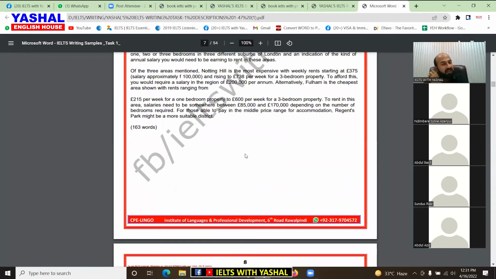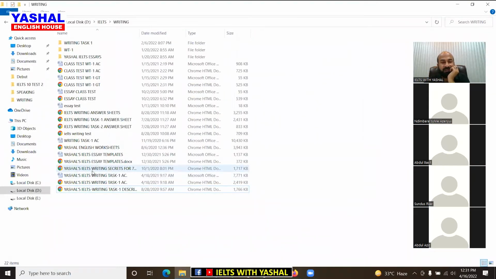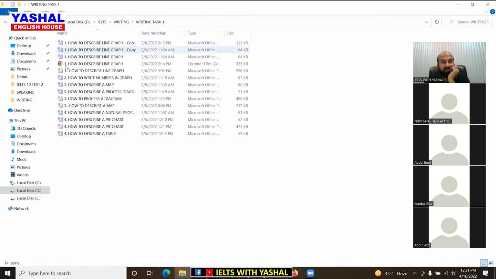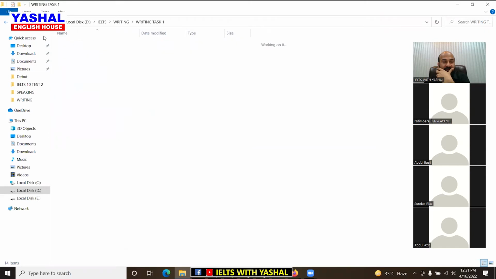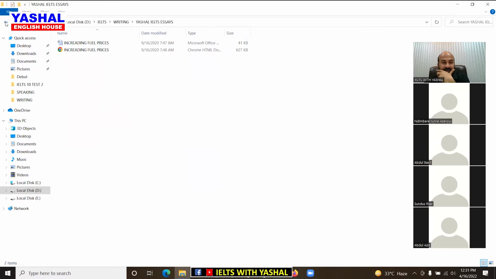We have lots of things to do. This is what we would be doing in the writing task one. We have prepared the model answers as well, and we have prepared the class tests as well. These are the different things: how to describe a table, how to describe a pie chart. We have PPTs as well. For example, for writing task one, overall there is a PPT. Then for writing task two, Yashal IELTS essays.